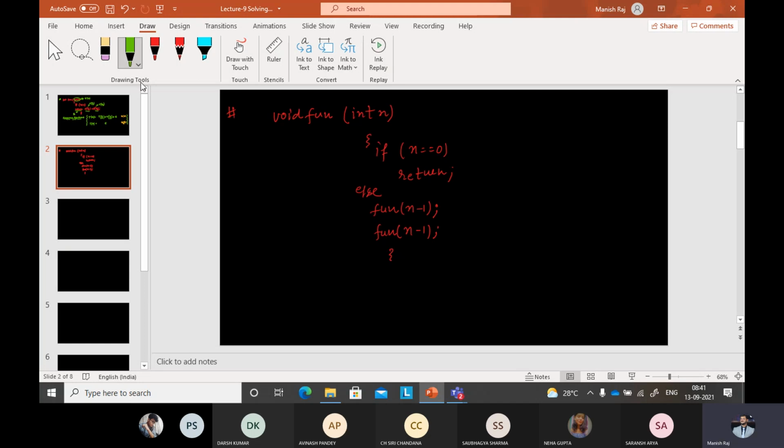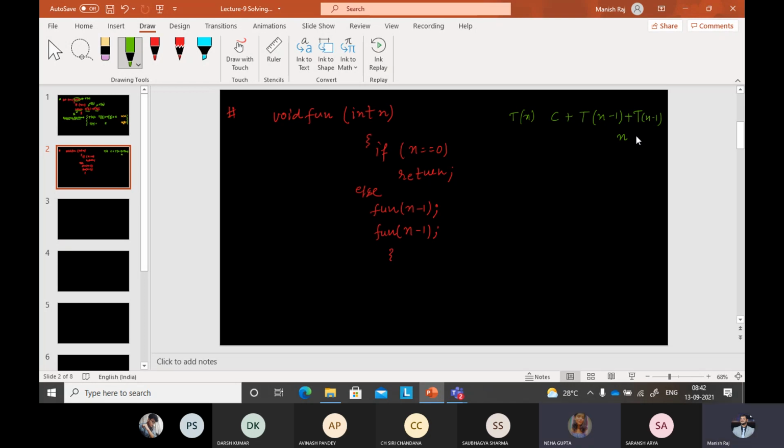So tell me the answer. What should be the answer? Yes, tell me. So C plus T n minus 1 plus T n minus 1 plus T n minus. Okay. Any other answer? This is for n is equal to.